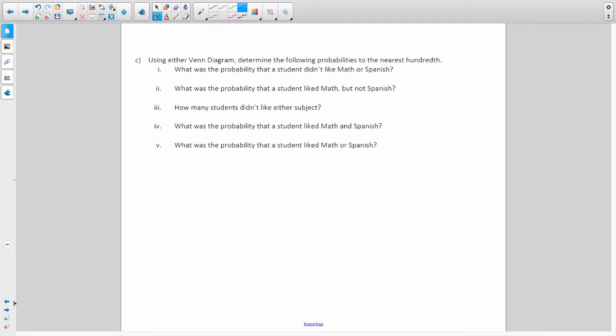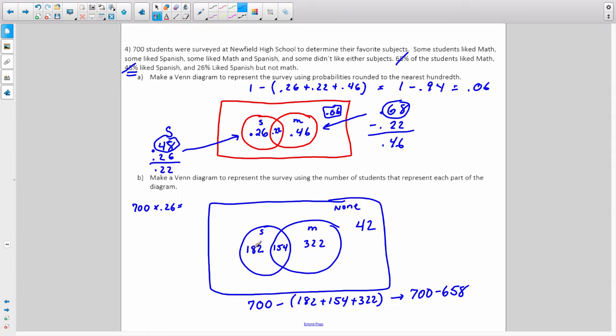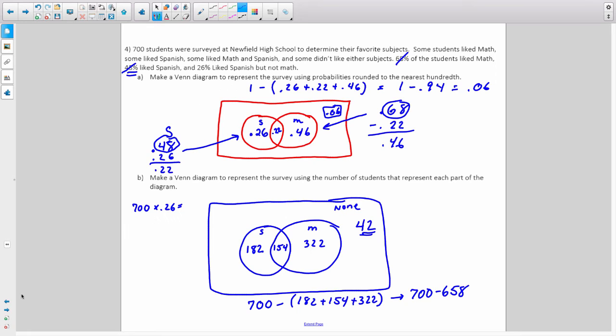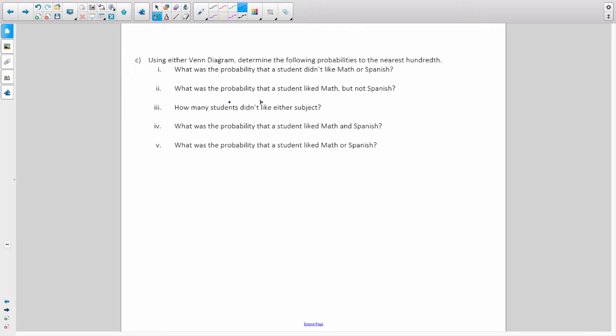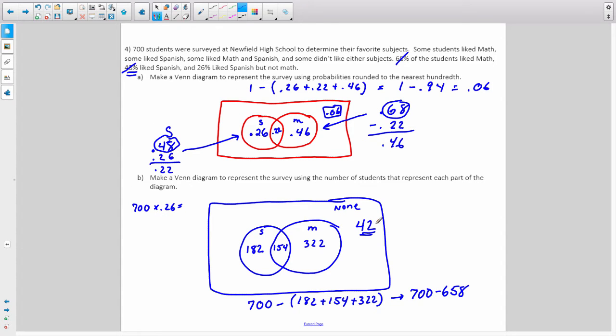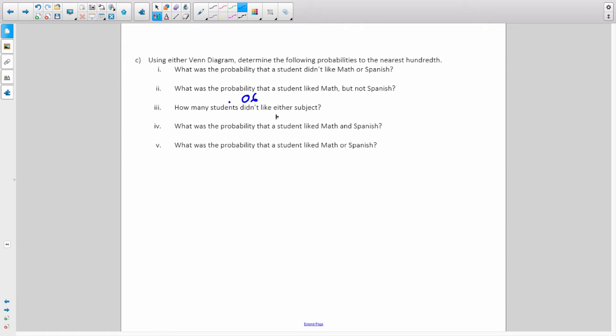What's the probability that the student did not take math or Spanish? Took neither. Who's not math and who's not Spanish? That's that guy. Oh, so probability, woohoo, 0.06. We don't even have to do the numbers. How many students didn't like either subject? Okay, that's when we have to go to numbers. So right here, 42, they were on the outside.